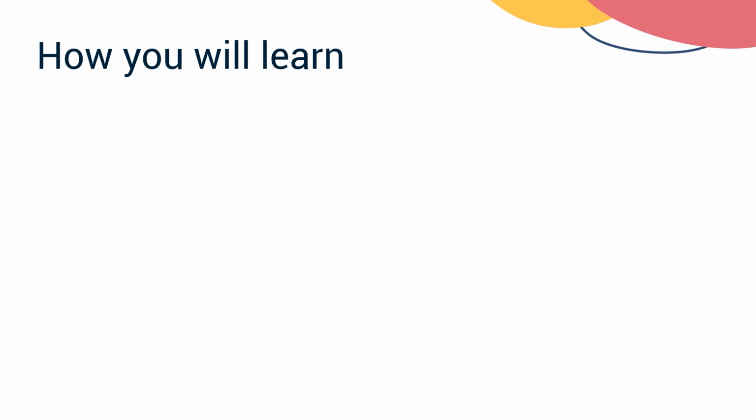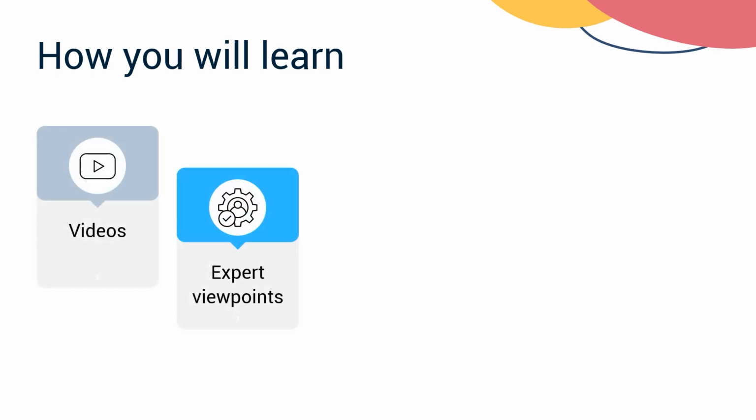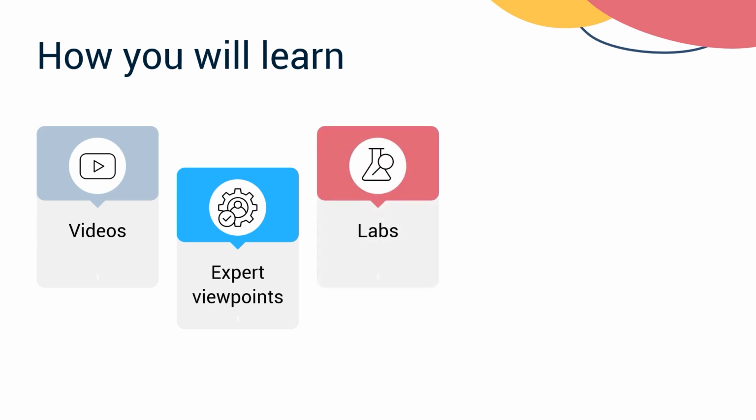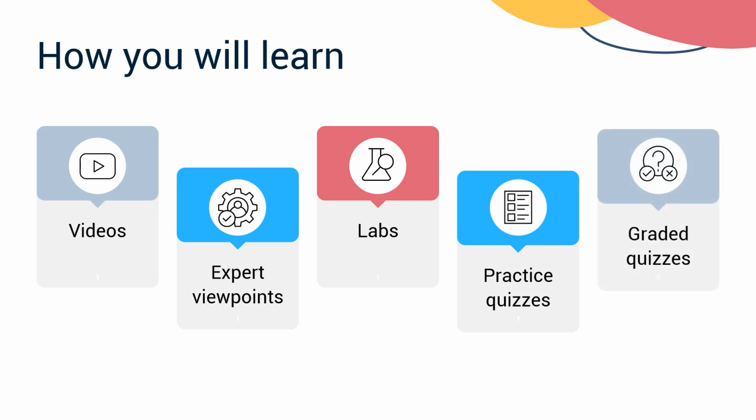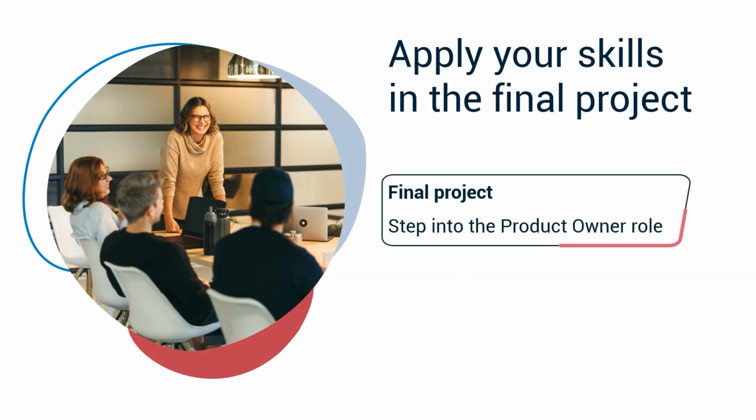You will gain a well-rounded learning experience in this course. Videos and expert viewpoints deliver key product ownership concepts and industry insights. Labs include activities designed to strengthen your skills in stakeholder communication and workshop facilitation. Practice quizzes after each module reinforce your knowledge, while graded quizzes track your progress and understanding of the content covered. The final project puts you in the role of a product owner leading the development of an innovative product. You can apply your skills to create a product vision, manage stakeholders, and drive collaborative team success.